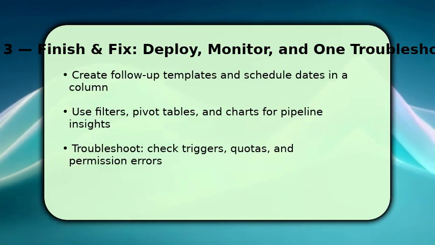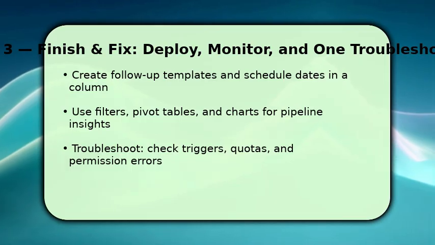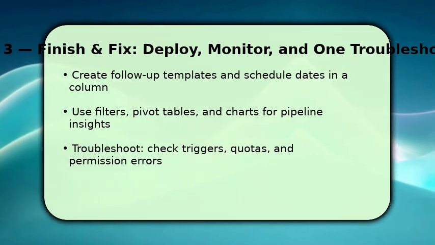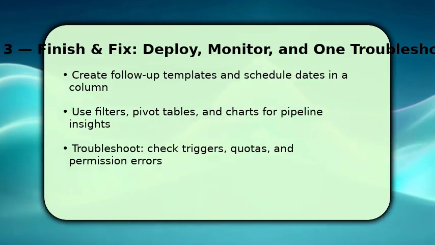If things go wrong, first check automation triggers, API quotas, and sharing permissions. These are the usual culprits. If a script fails, view execution logs and revert to the last good version. Then run a small test batch.